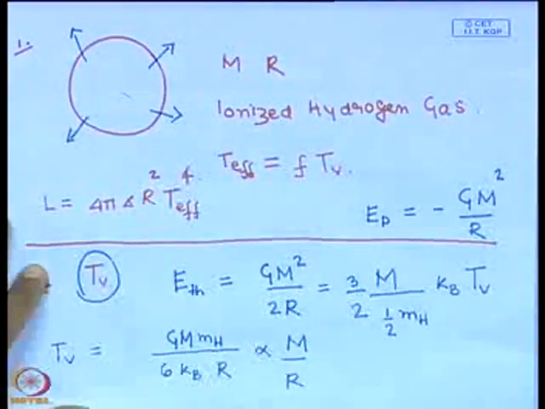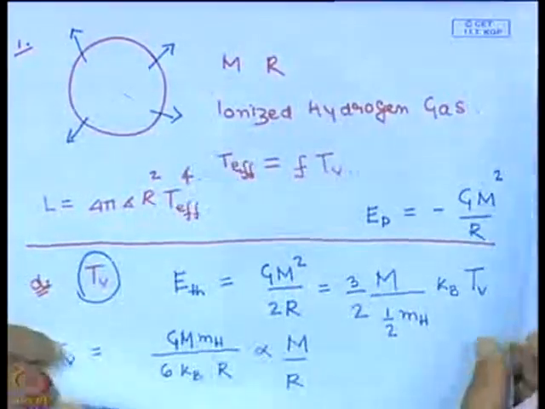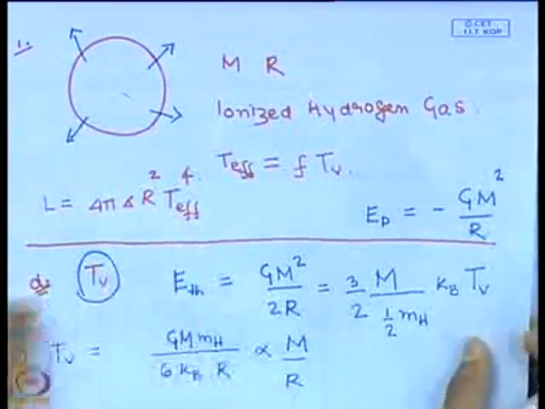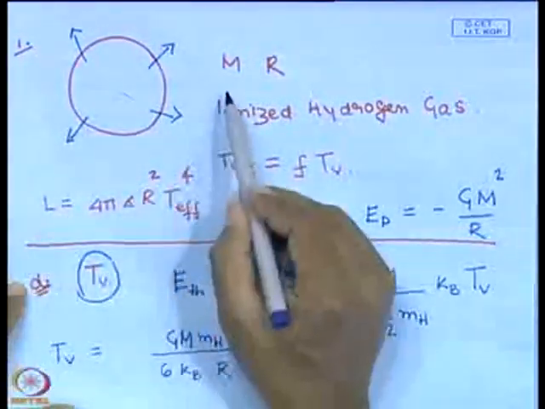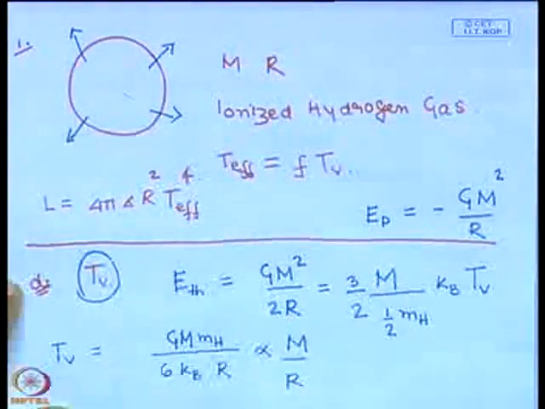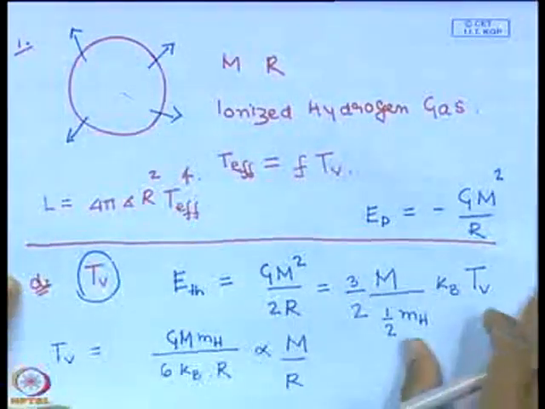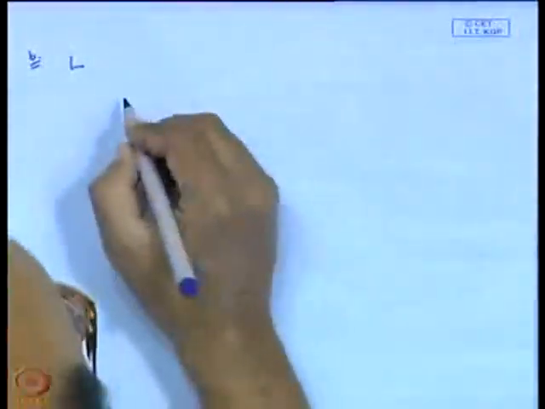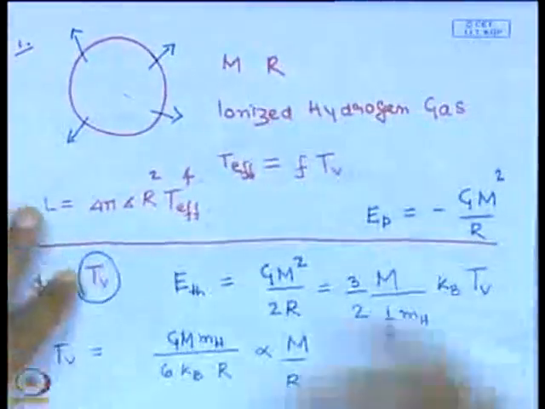Okay. So, let us just use this and see how the luminosity depends on the mass of the object and the radius for such an object. Okay. So, the luminosity L is equal to 4 pi.